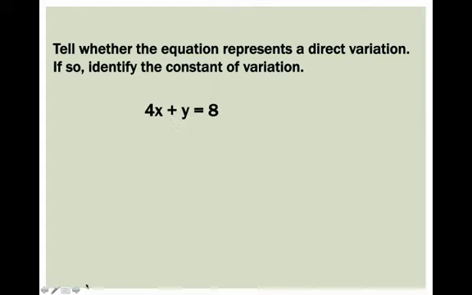So now I've got another example. What do you think? I've got to move some things around, correct? I need to have my y over on this side, so I'm going to have to subtract 4x from both sides. So I have y equals negative 4x plus 8. So y equals negative 4x worked, but now I've got this plus 8. So indeed, I cannot write this in the form y equals kx. So this equation does not represent a direct variation.